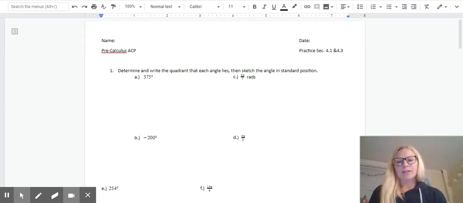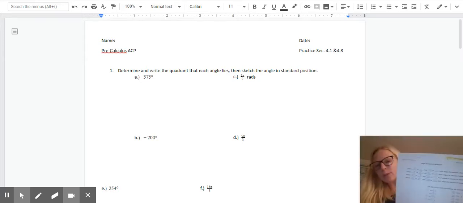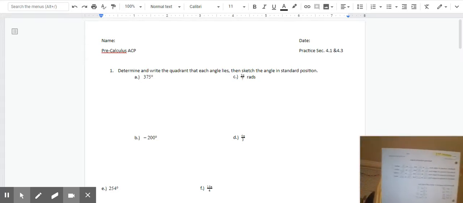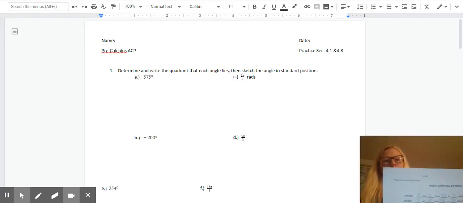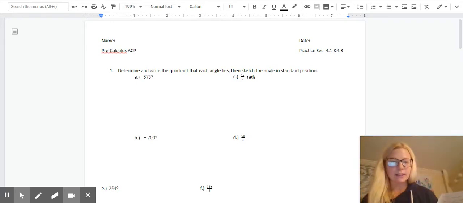So for the first one, it says determine and write the quadrant that each angle lies in, and then sketch the angle in standard position. A good sheet to take out of your notebook would be this one. This has the different quadrants, and that'll help you to do these problems. So if we're looking at 375, you'll see on this sheet 375 is not included in these intervals.